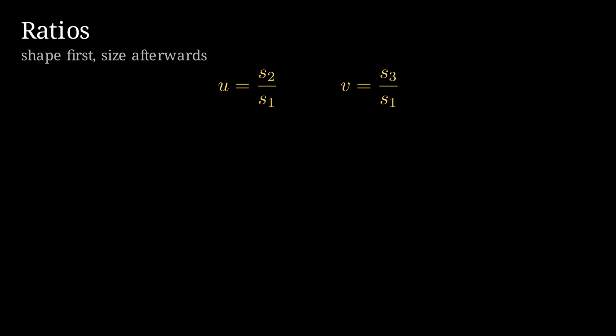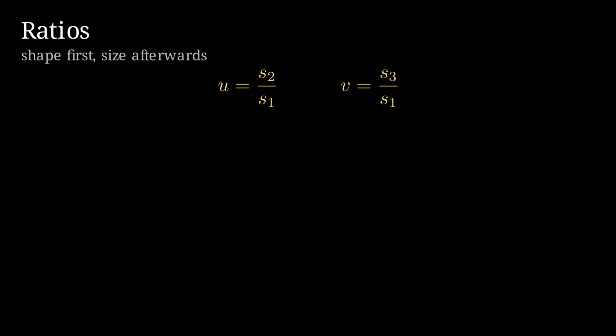Define two new unknowns. U is S2 over S1 and V is S3 over S1. How much bigger or smaller are the second and third distances compared to the first? Just shape information. A small tetrahedron and a scaled-up copy share the same U and V. Substitute S2 equals U S1 and S3 equals V S1 into all three equations. And then divide each equation by S1 squared. Watch what that division does.